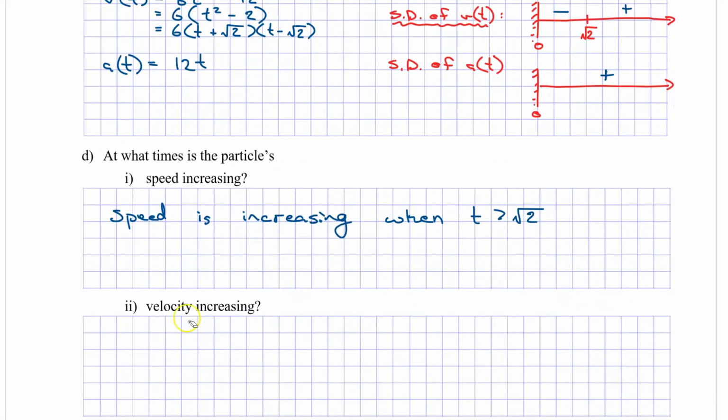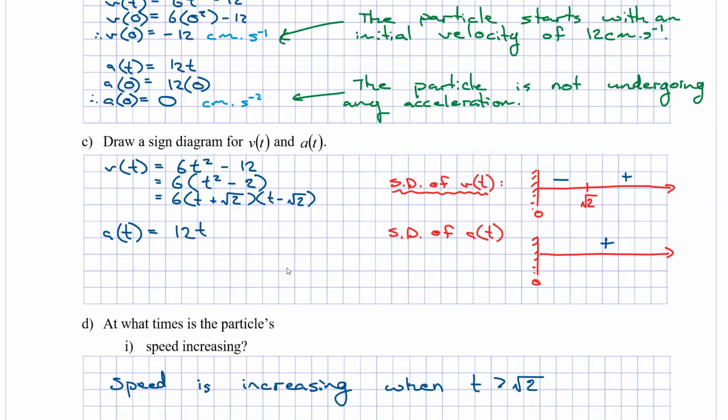Alright, looking at part 2. At what times is the particle's velocity increasing? To do this sort of question, firstly, we have to look at the acceleration. Notice that the acceleration is defined as 12t, and therefore, when t is greater than 0, the particle is accelerating in the positive direction. Now, looking at the velocity, before t equals root 2, the particle's actually got a negative velocity, which is suggestive that it's moving towards the left.